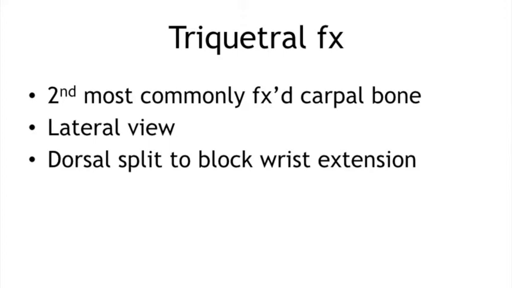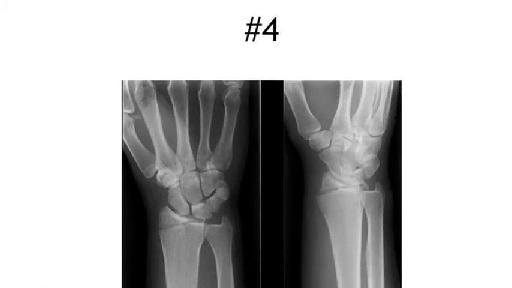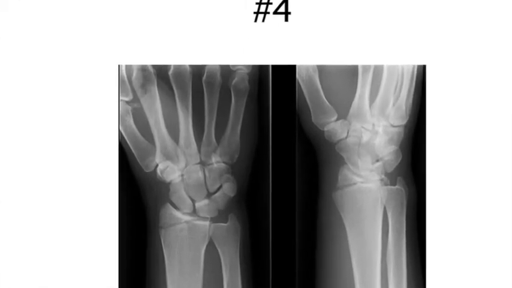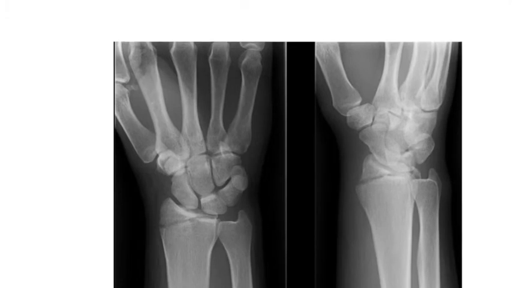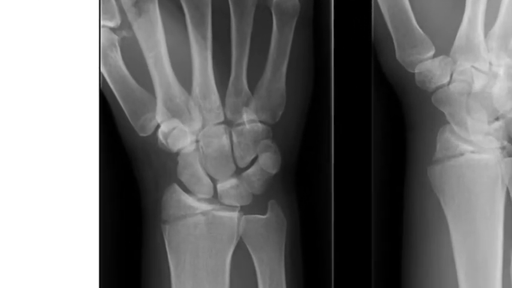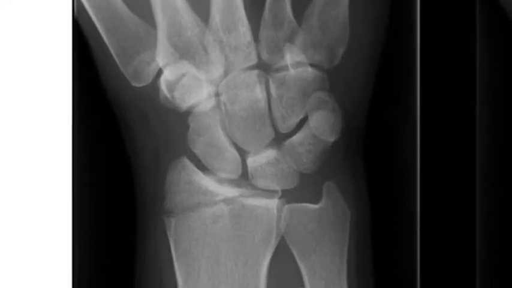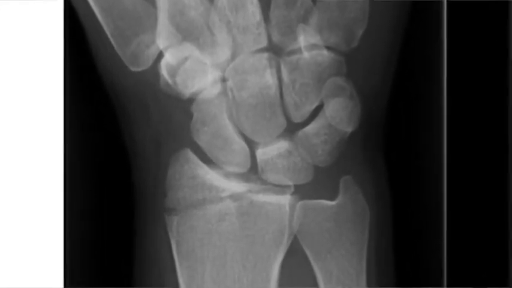Our fourth X-ray, this is a radial styloid fracture. This typically is from direct trauma, and the radial styloid fracture does have an eponym, which it is known as Hutchinson's or Schofer's fracture.